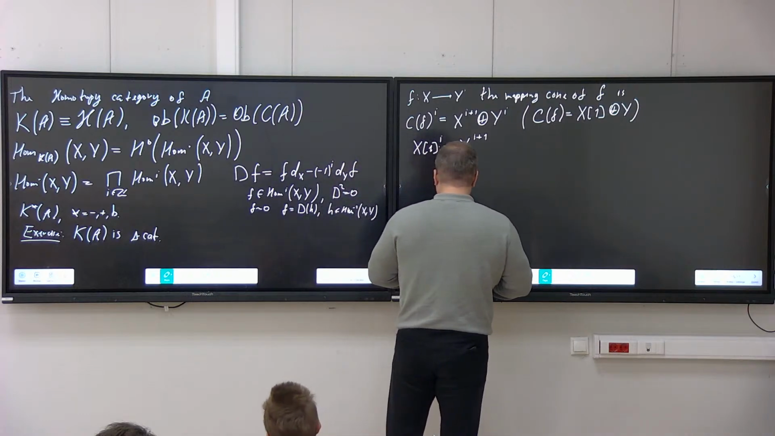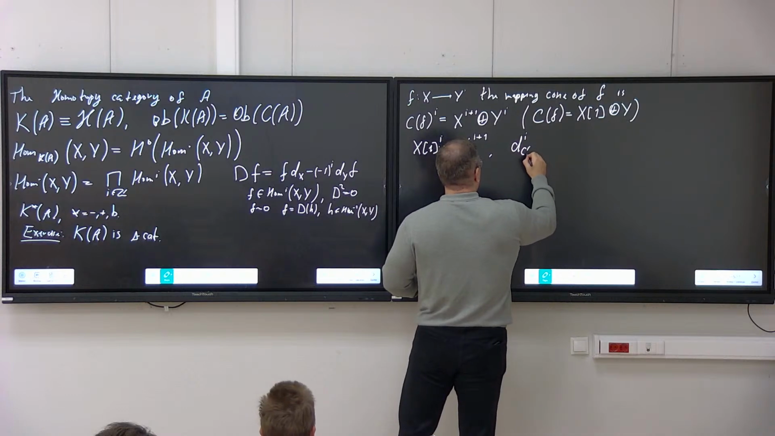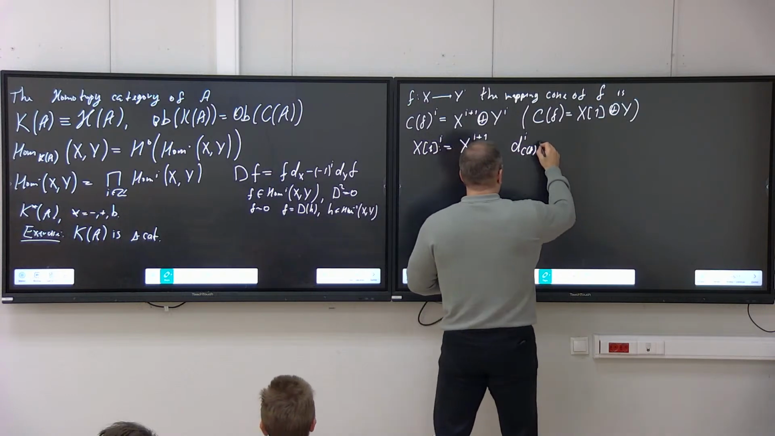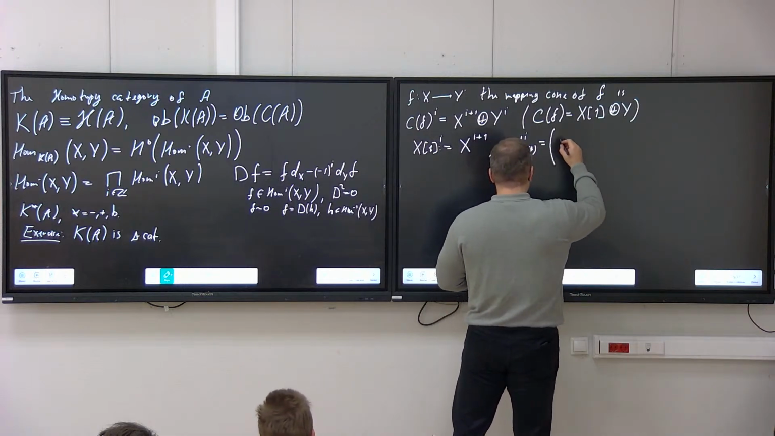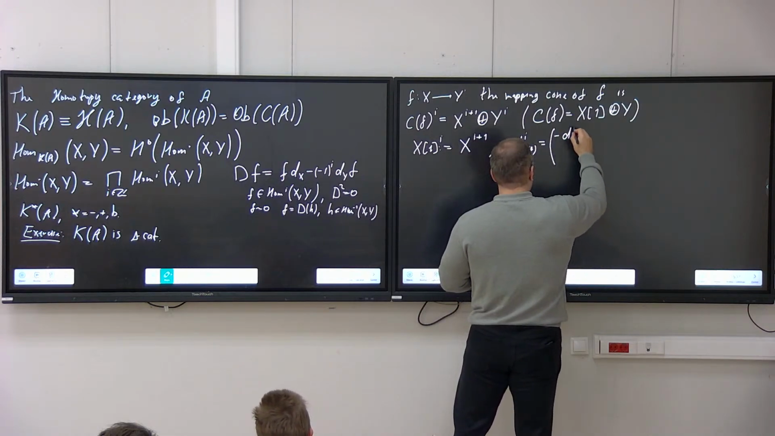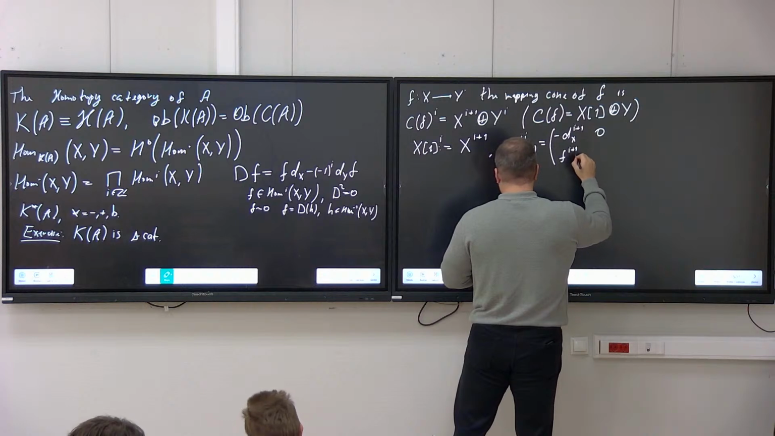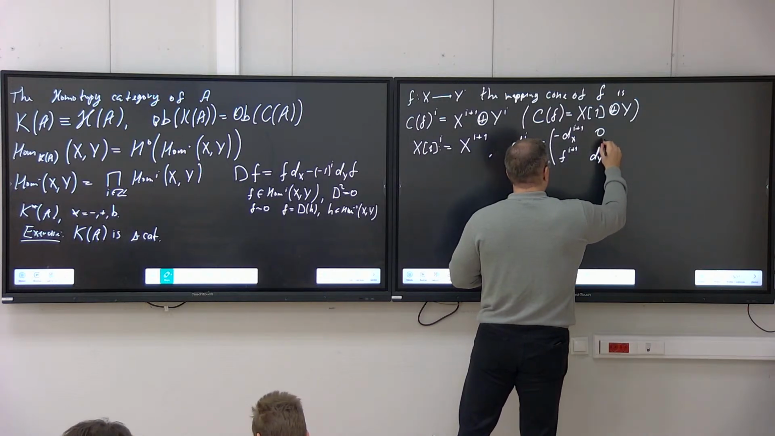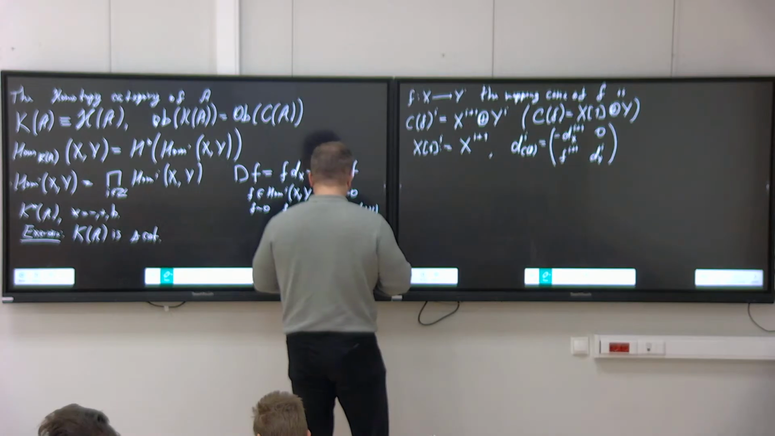This cone has a differential. Since the cone is a sum of two objects, we can write the differential as a 2 by 2 matrix: minus d X in degree i plus 1, 0, f in degree i plus 1, d Y in degree i.